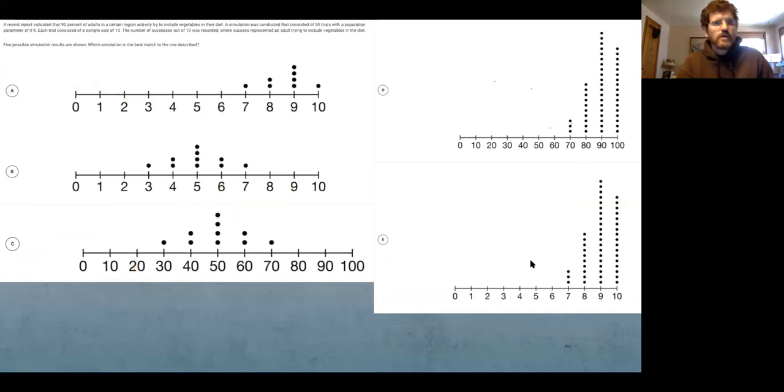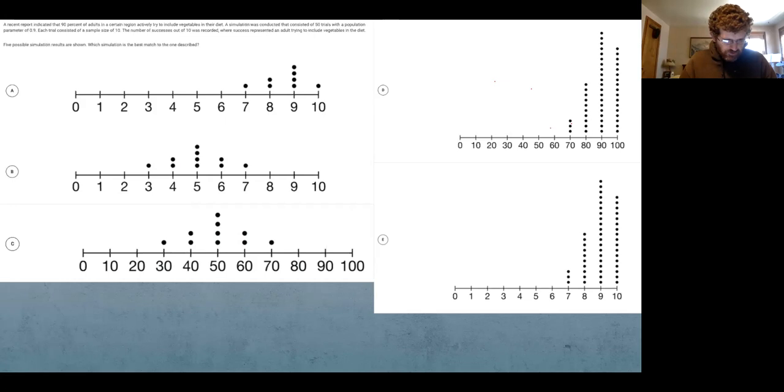We've got a recent report that 90% of adults in a certain region actively try to include vegetables in their diet. A simulation was conducted that consisted of 50 trials with a population parameter of 0.9. Each trial consisted of a sample of 10. The number of successes out of 10 was recorded, and success represented an adult trying to include vegetables in the diet.